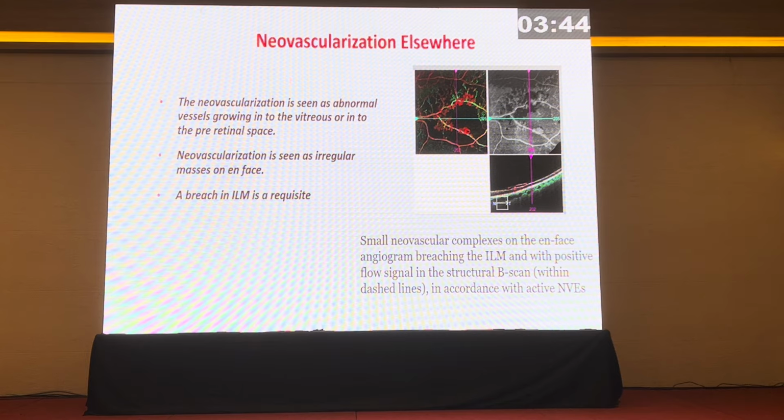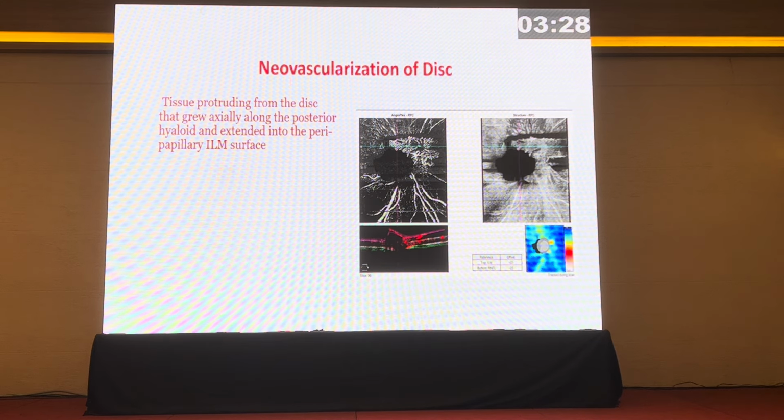Neovascularization elsewhere, especially if it is the posterior pole, we can have up to 12 by 12 or 16 by 16 slabs in the newer OCT machines, which we also have. But we do not have a wide field peripheral OCT angiography. That is a limitation here. So, NV in the posterior pole can definitely be picked up by an OCT angiography, but not in the periphery. Neovascularization of the disc can be beautifully seen.